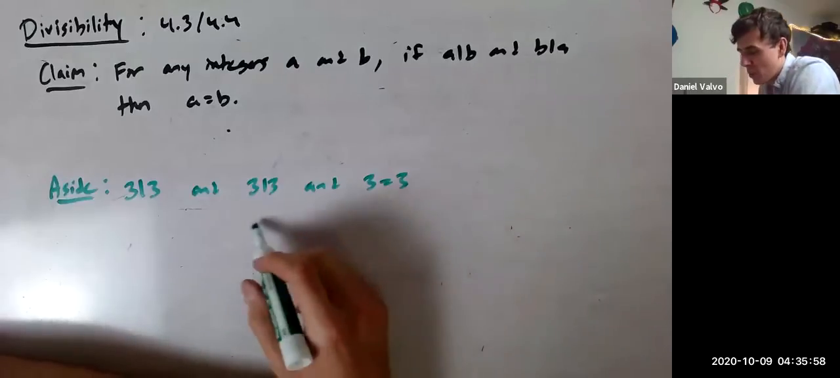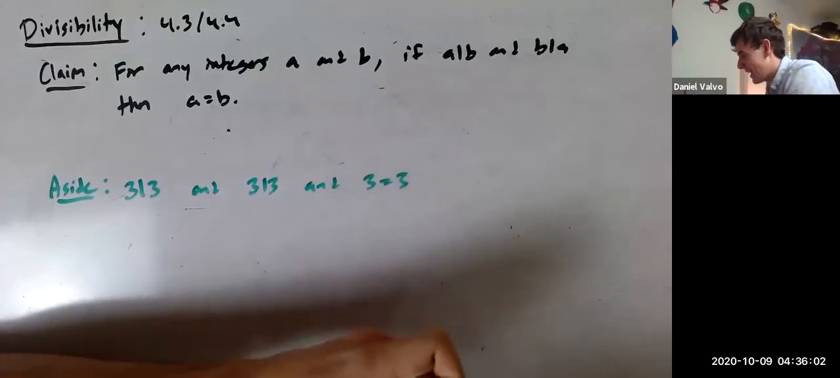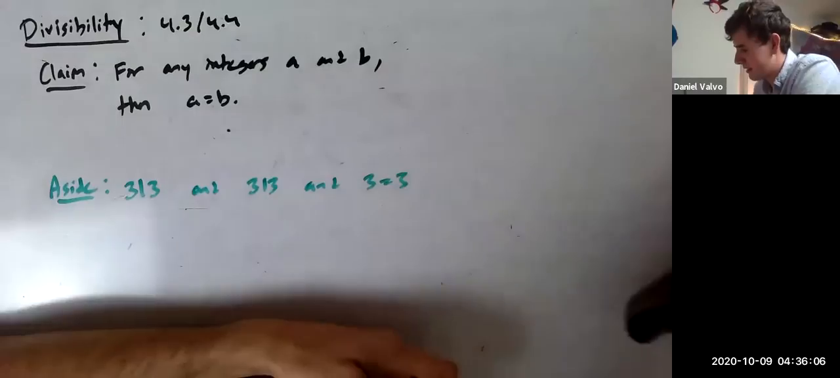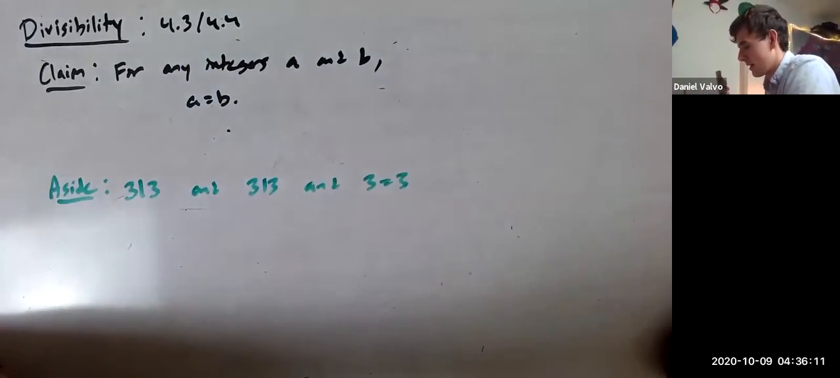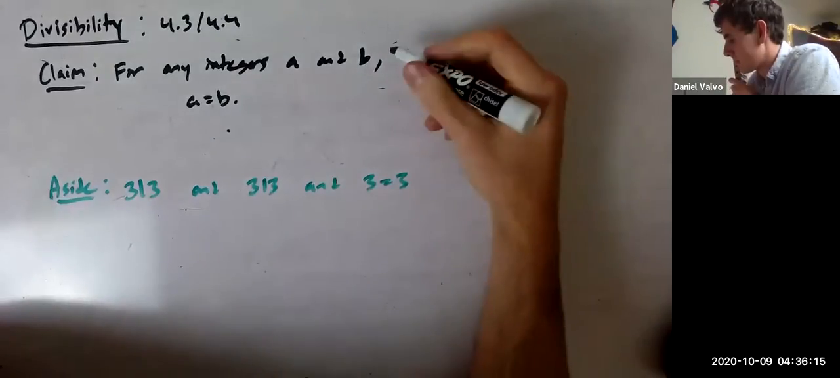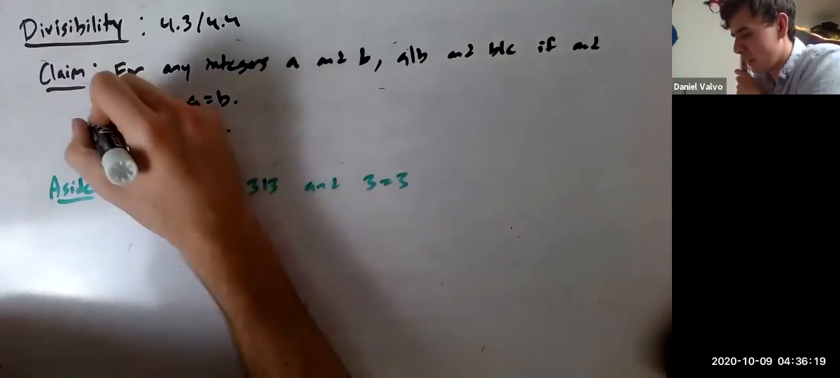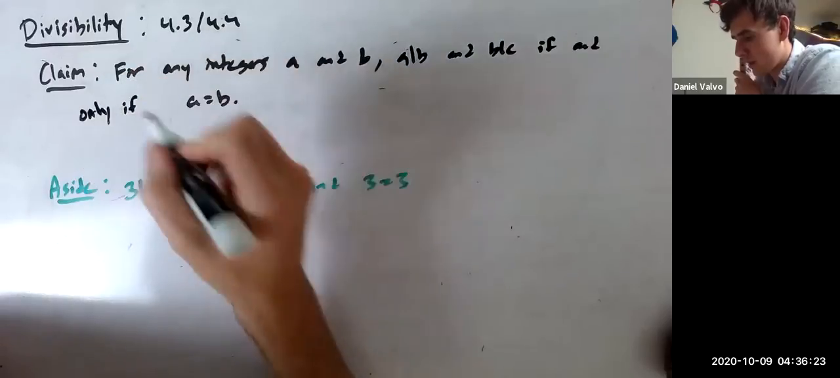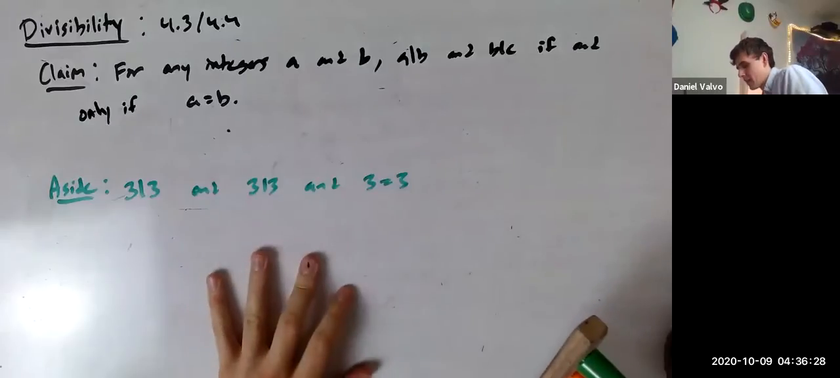But really, what we're kind of showing here is more the reverse direction. Maybe I should put that instead. Instead, I should put A divides B, then B divides A if and only if A equals B. So clearly, if A equals B, this works.